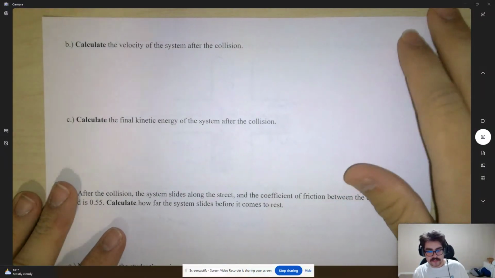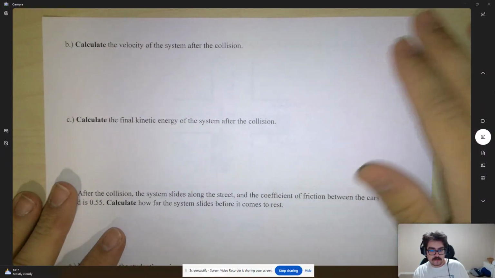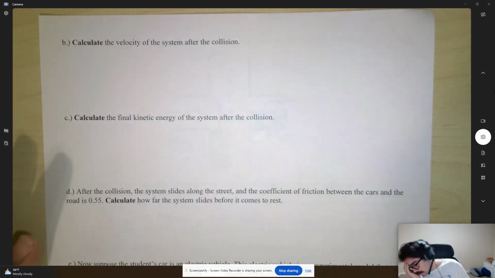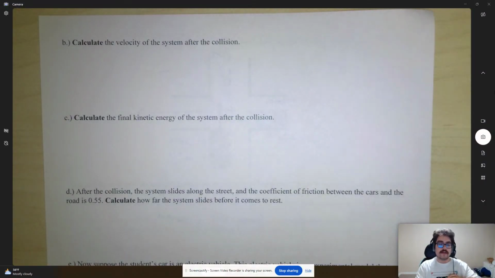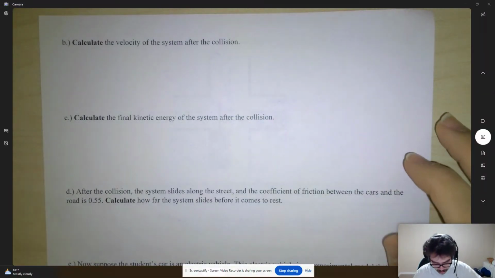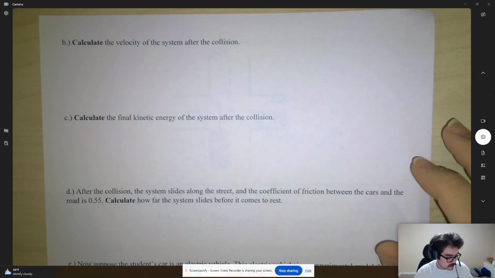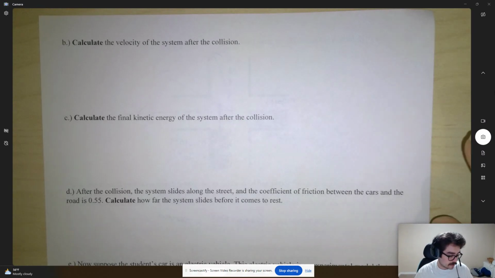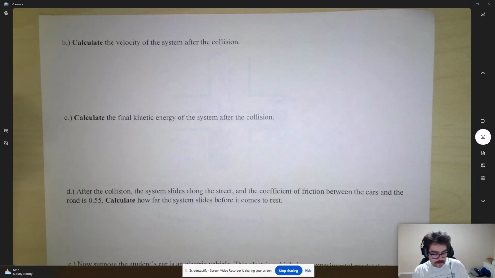Calculate the velocity of the system after the collision. Oh boy. Okay. Again, like I said, I didn't really look at this problem all that much, so like I said, I'm probably gonna massively mess this one up. Which is crazy because I wrote the problem. Calculate the velocity of the system after the collision.